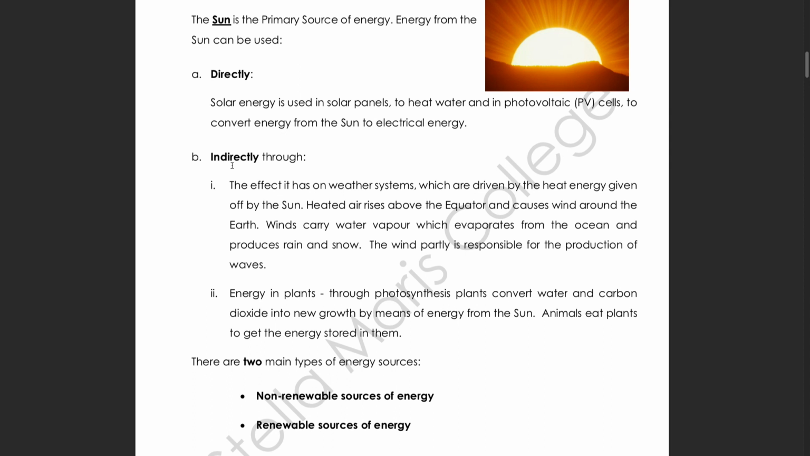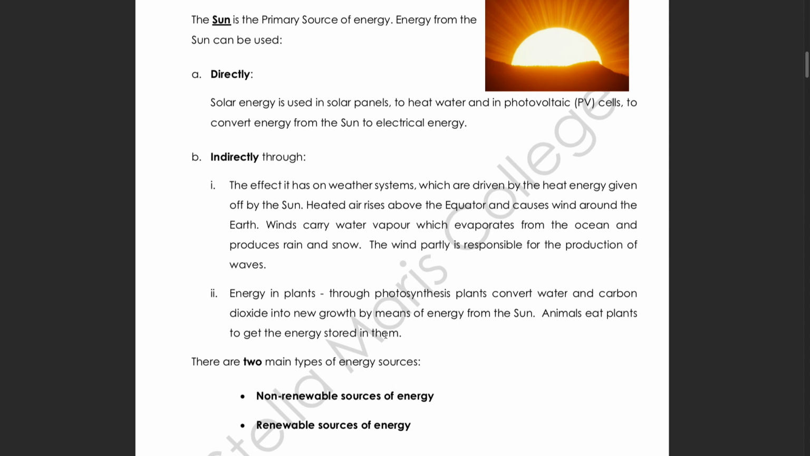Secondly, energy from the sun can be used indirectly through energy in plants. Through photosynthesis, plants convert water and carbon dioxide into new growth by means of energy from the sun. Animals eat plants to get the energy stored in them. So once again, even though it's technically one point in the notes, this has more than one level. Plants store energy, and then we also eat these plants. So that is another source of energy for us.